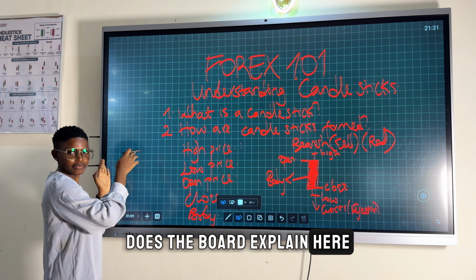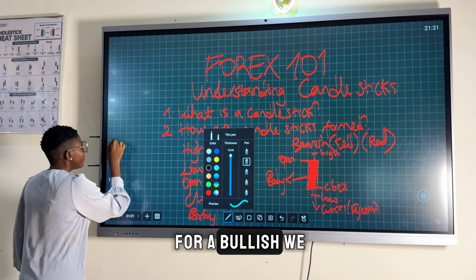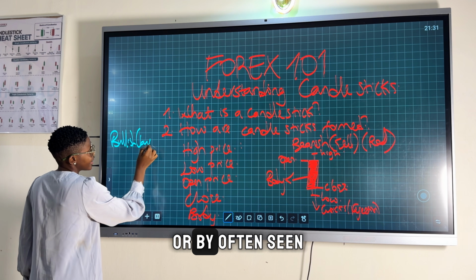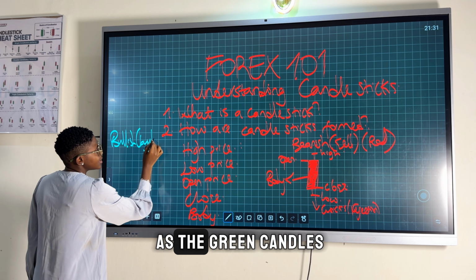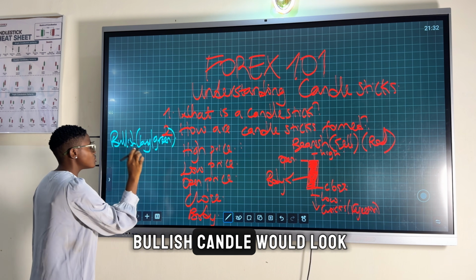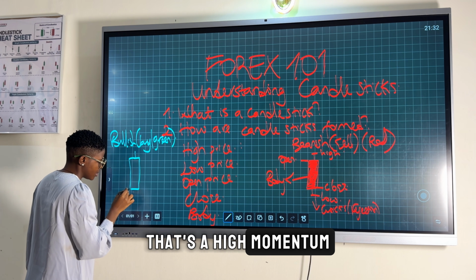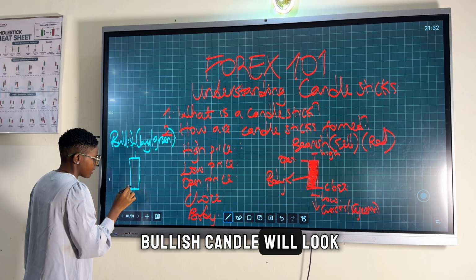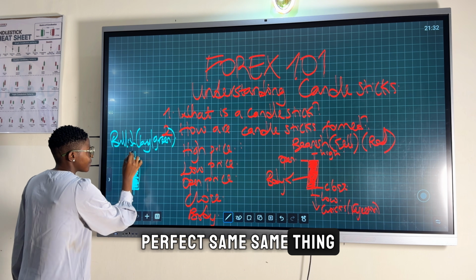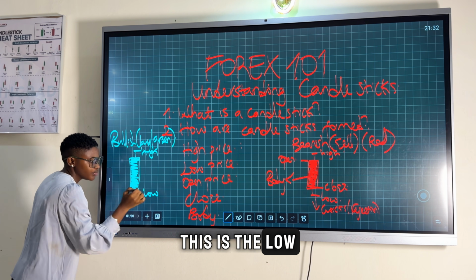So for a bullish candle, we have bullish, or buy, often seen as the green candles. A typical bullish candle would look like this. A high momentum bullish candle will look like this. Same thing. This is the high. This is the low.